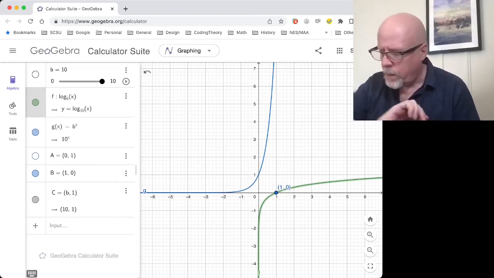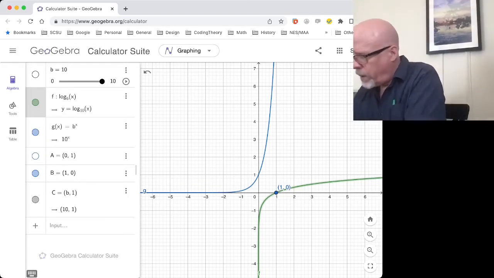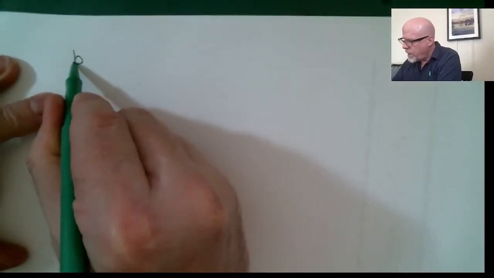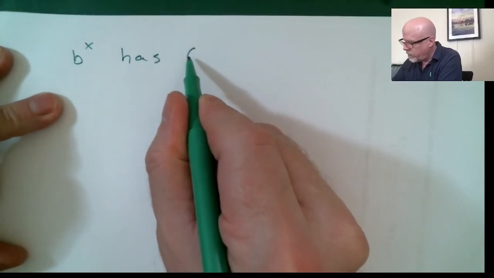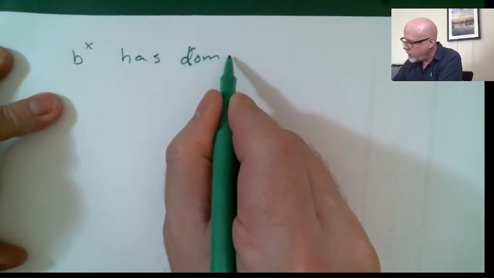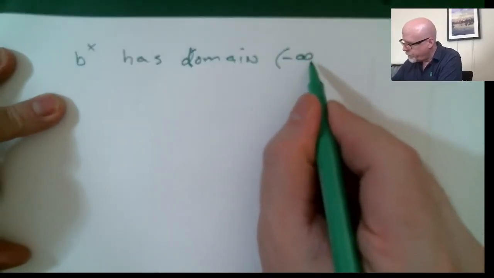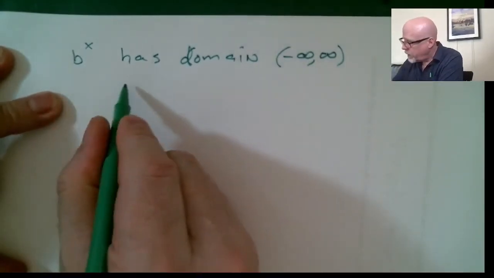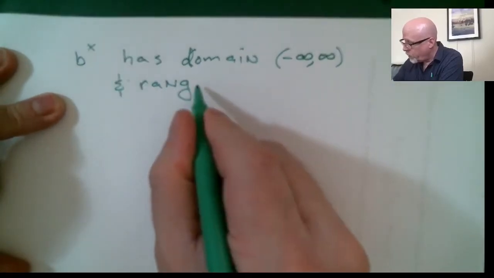So I guess I should record that, which means I want to switch the screens again. b to the x has domain, well, I guess I should say that the other way, domain minus infinity to infinity. Right? And its range is the open interval from 0 to infinity.